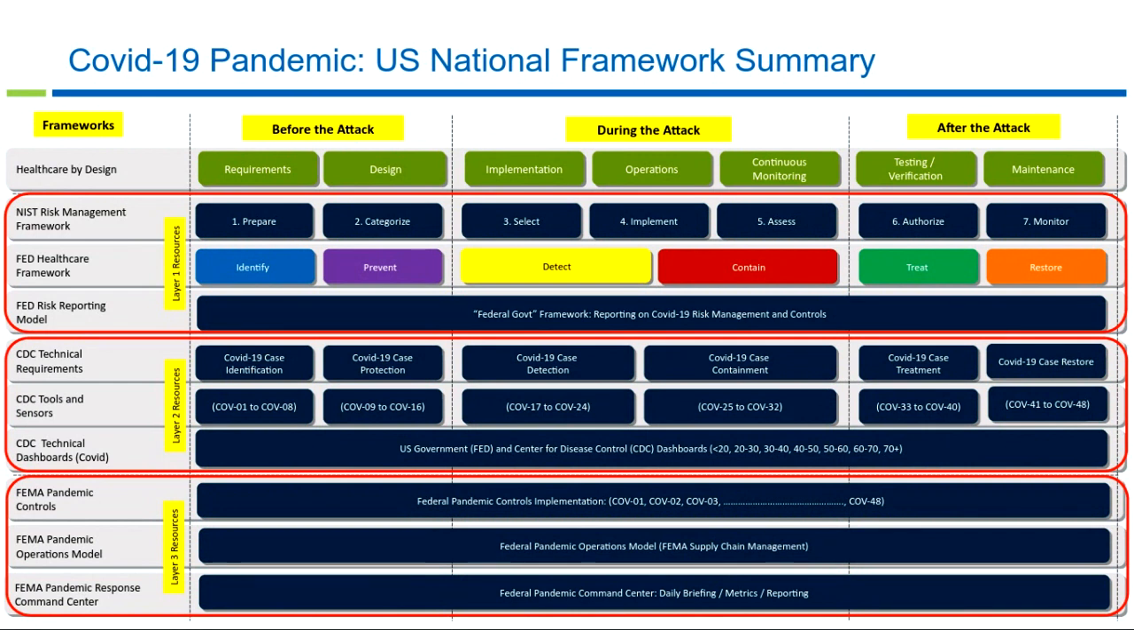At layer 2, we have the technical requirements, which is engineering, tools and sensors, technical dashboards for COVID. And at layer 3, we have the pandemic controls, pandemic operating model, and the command center, where we map to get our metrics and our reporting. This is at the federal level.